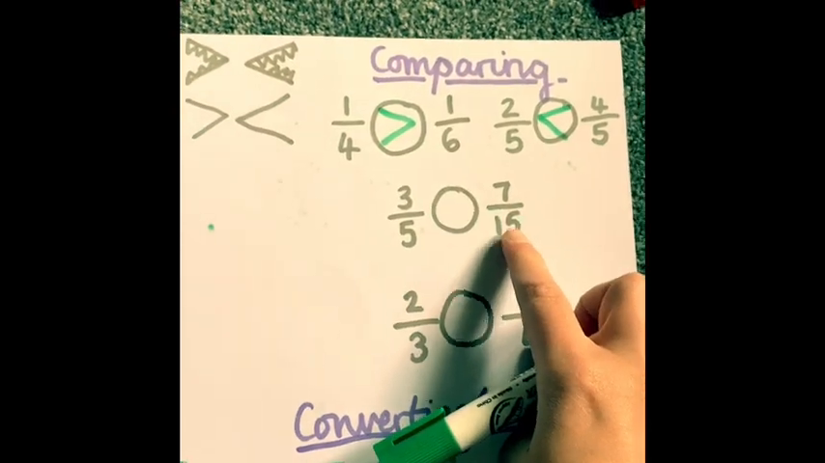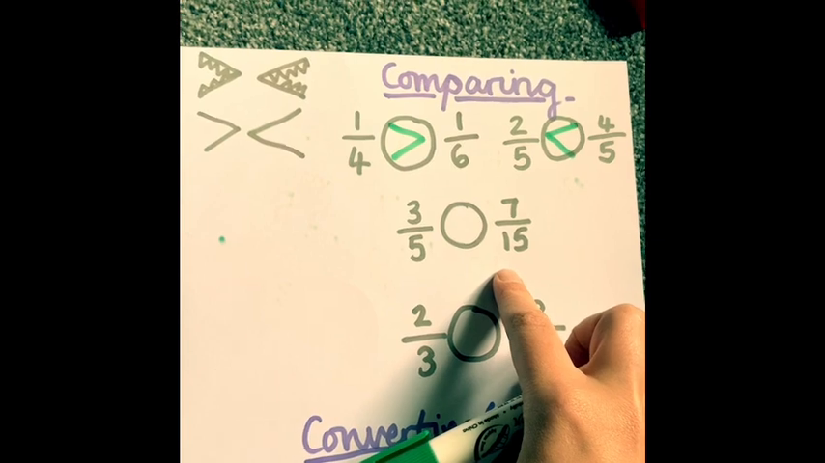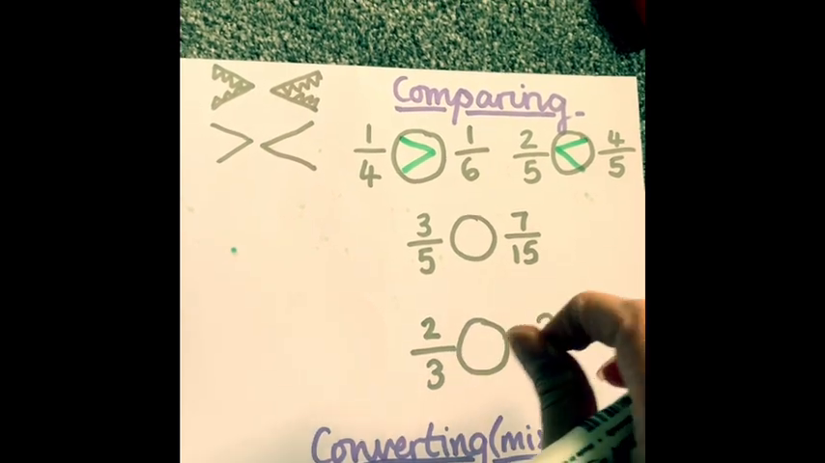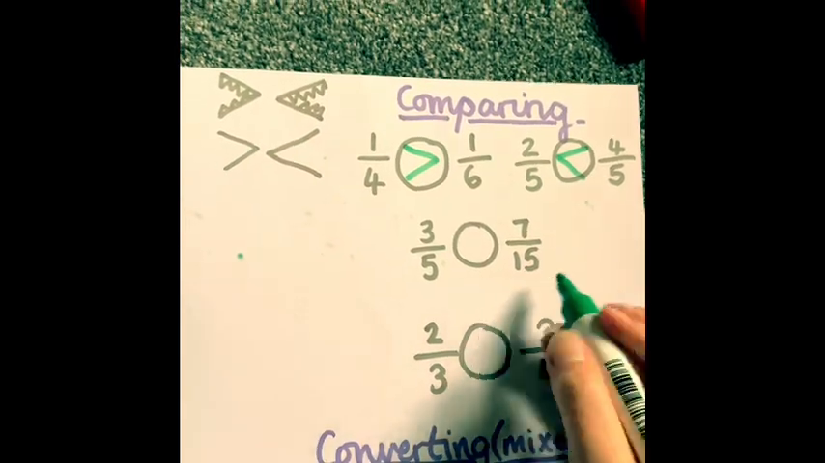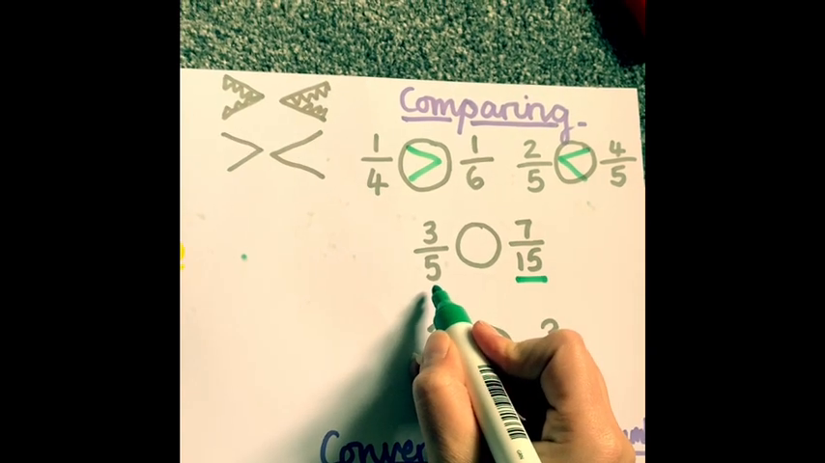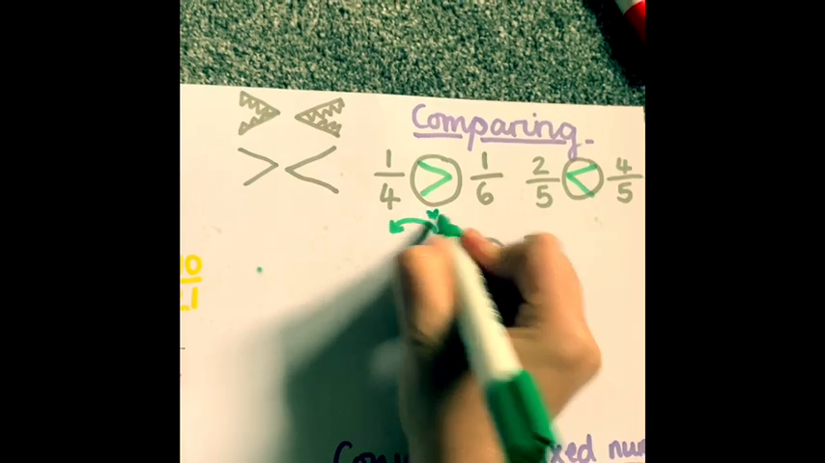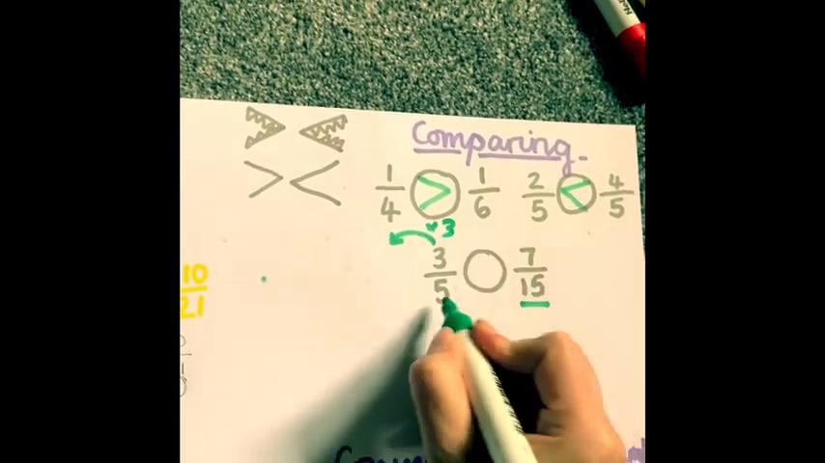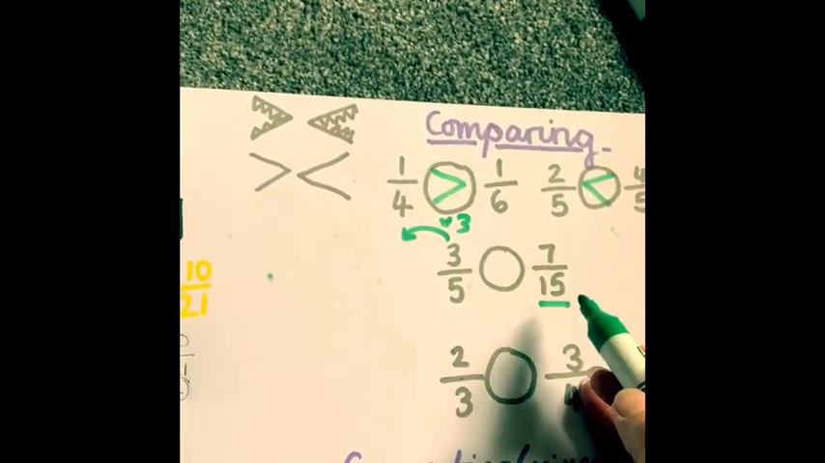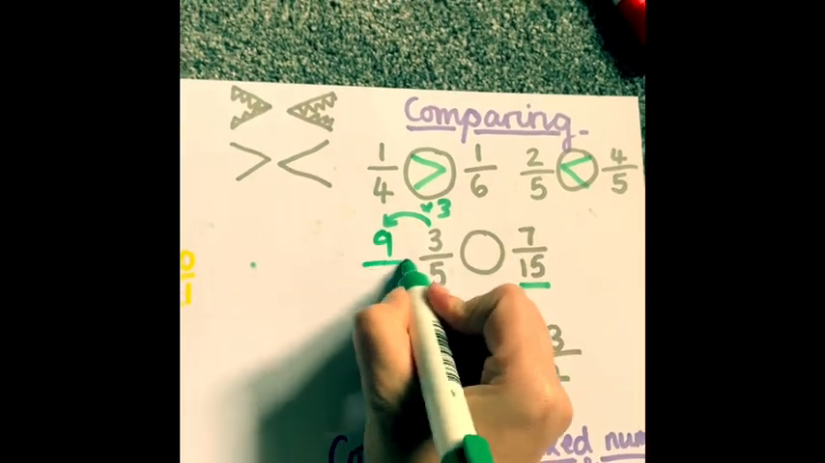This one's going to cause me a problem because they're not the same numerators and they're not the same denominators. So I'm going to have to change at least one of those fractions. So I look at 15. Does 5 go into 15? Yes, it does. So I only have to change this one fraction. So I'm going to times it by 3 because I know 5 times 3 is 15. So I'm going to times it by 3 and that's going to give me 9/15.